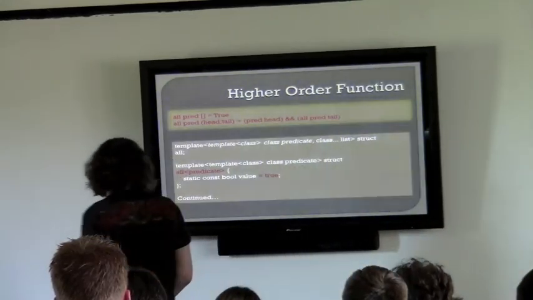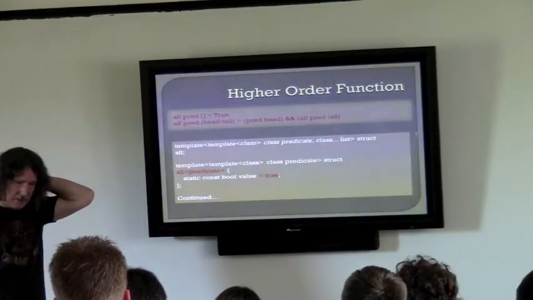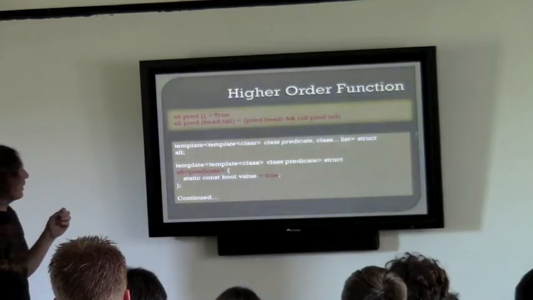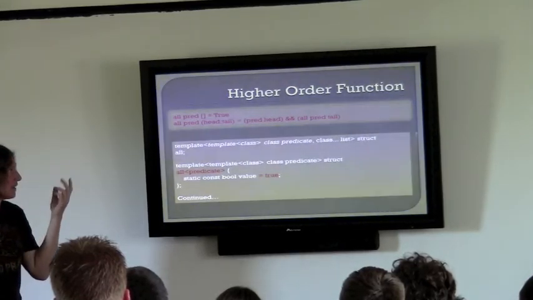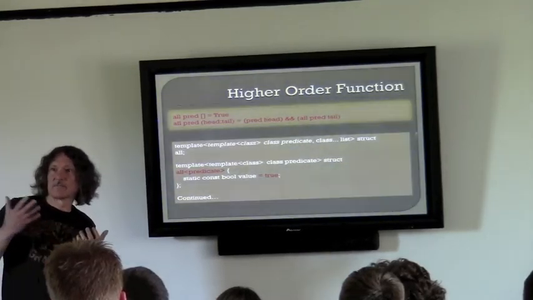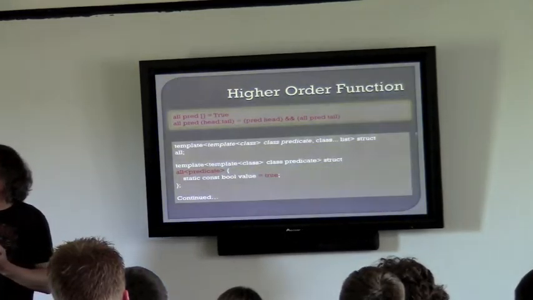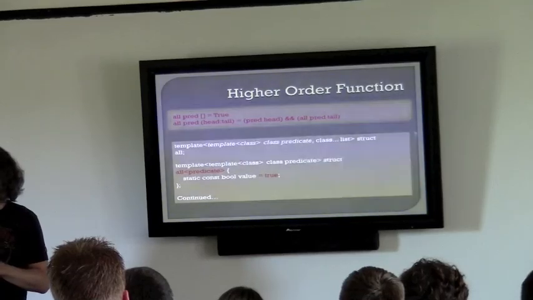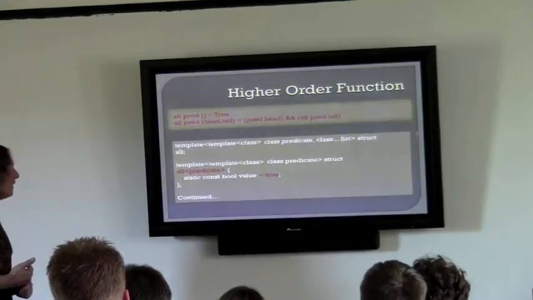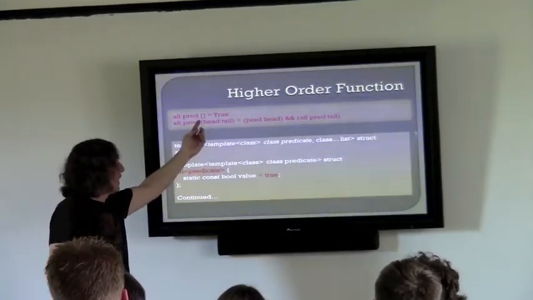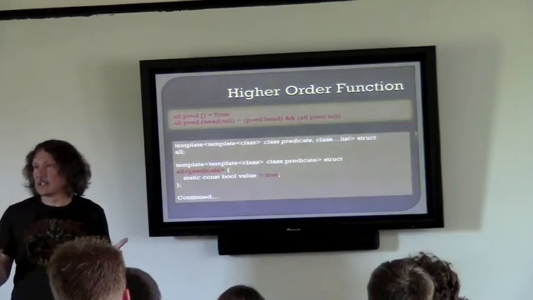Okay, so now higher order functions: functions that operate on functions. This is an example of a higher order function in Haskell. It's called all. It takes a predicate, which is a function, that's why it's a higher order function. Predicate means it returns a Boolean value. It checks whether all elements in the list fulfill this predicate. And again, the definition uses pattern matching: for an empty list, we return true. Any predicate is true on an empty list.